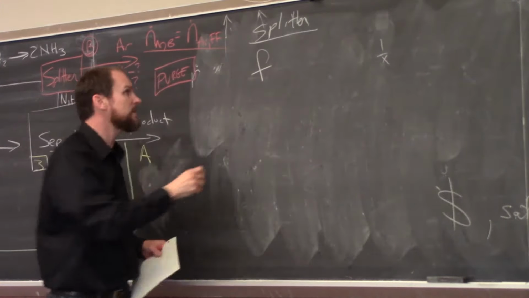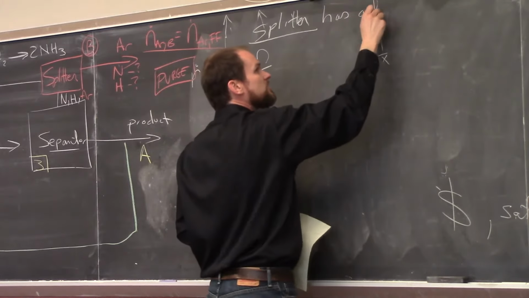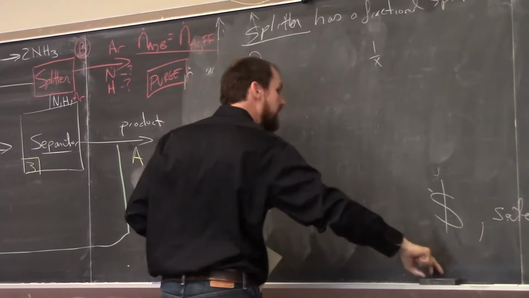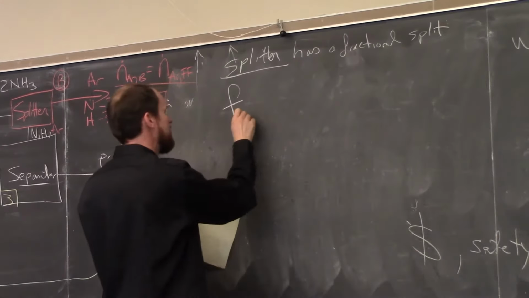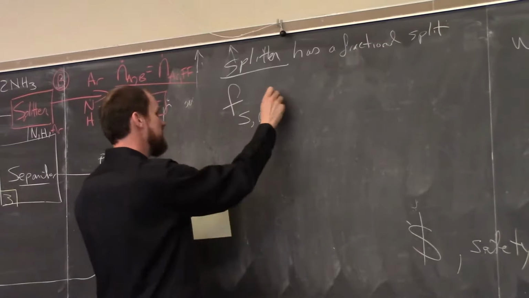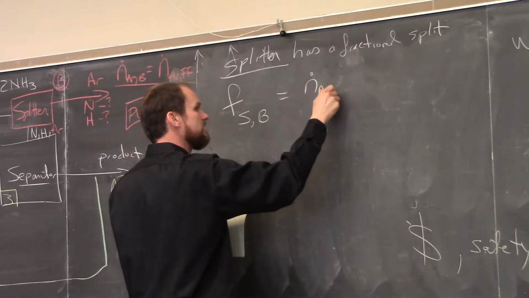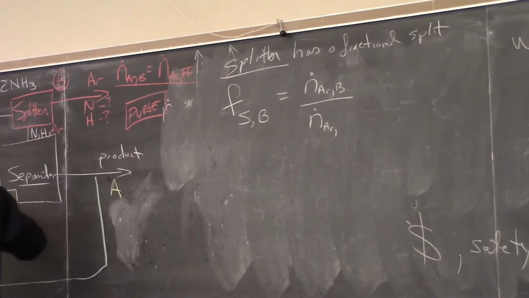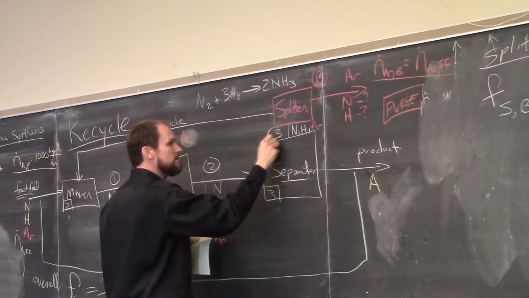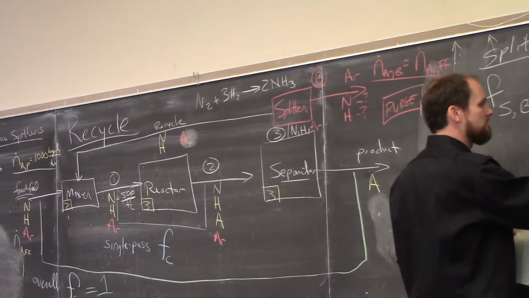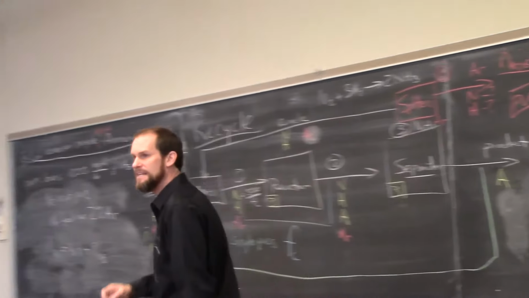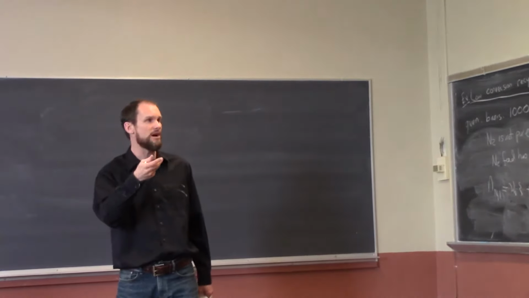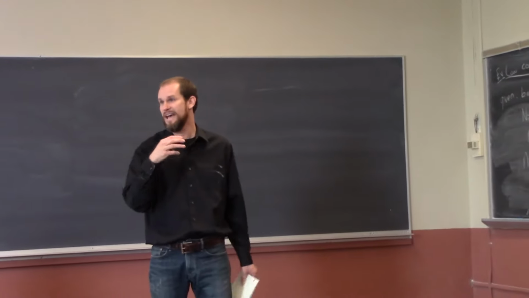The specification on a splitter is called a fractional split. We're going to have some fraction of stuff split off. So we're going to say F, the fractional split of stream B, is N dot of argon in stream B divided by N dot of argon in stream 3. Let's call this stream 3 there. I'm going to have to set this value. This is another specification. It's a knob I get to turn. How much do I split off? I can split off 10%, 1%, half.